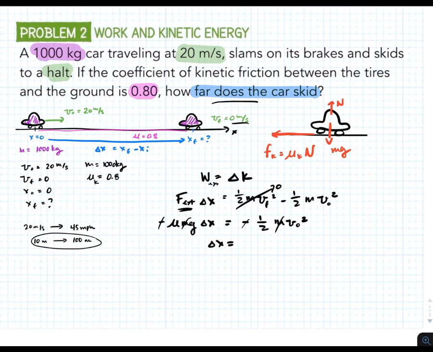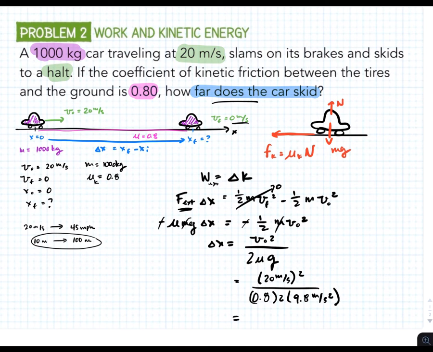And so then we're going to just solve. So we have v naught squared over 2 mu g. All right, plug in some numbers. That's 20 meters per second squared divided by 0.8 times 2 times 9.8 meters per second squared. That's going to give us 25.5 meters. Okay, so that's our answer.